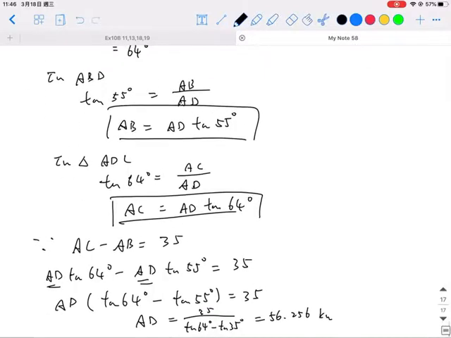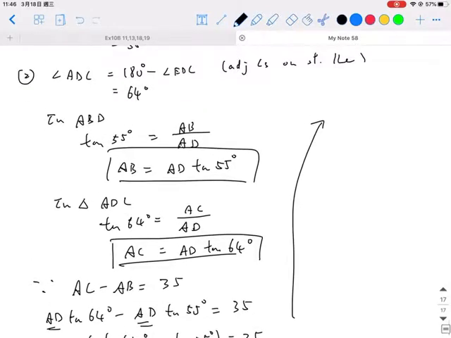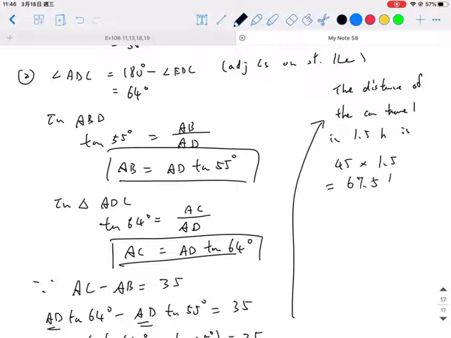Okay, once you finish AD, you need to find the distance that the car travels in 1.5 hours. I write down here the distance of the car travel in 1.5 hours is 45 times 1.5, which is equal to 67.5 kilometers. That means it is greater than the length of AD, so it can reach A in 1.5 hours.